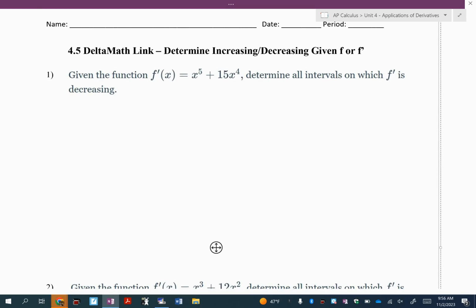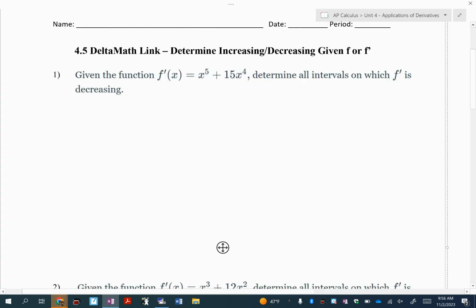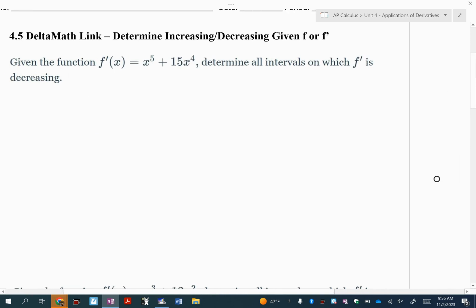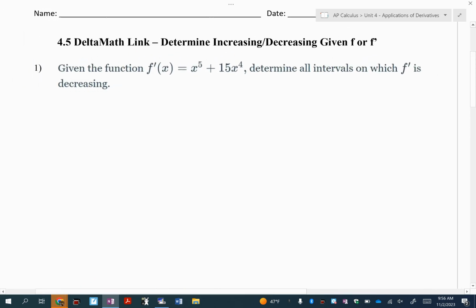The first question says, determine all the intervals on which f prime of x is decreasing. So this is kind of getting to what Georgie was saying. We just spent that whole last link looking at the graph of the derivative to make conclusions about the original f of x function, right? So if I want to make a statement about my first derivative function where it's decreasing, where do I need to look? The second derivative. I need to go to the second derivative.